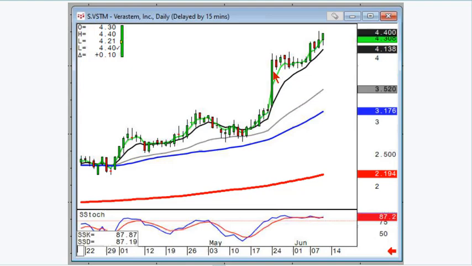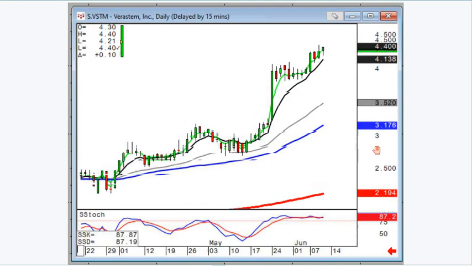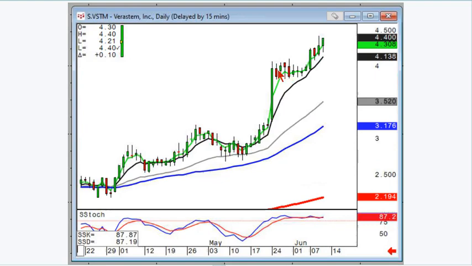VSTM, there was your breakout. There's your consolidation, and notice where the consolidation went to, right smack dab waiting for the T-line to catch up. Now you're in the next wave. Stay long on this one.